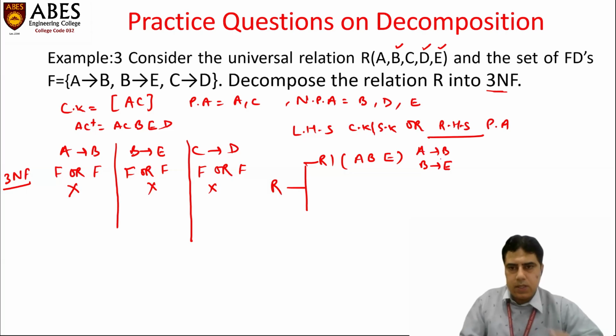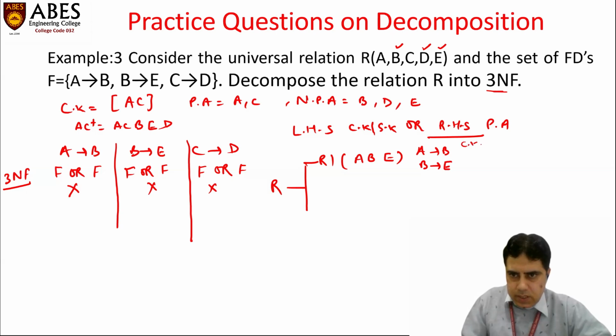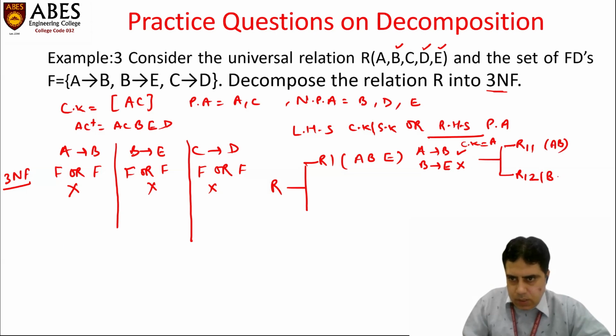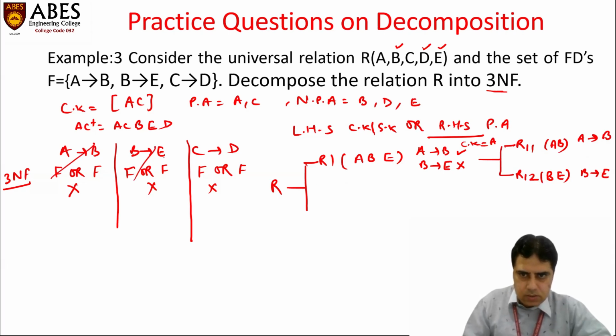Here we can see that there is a transitive dependency: A determines B and B determines E. We check the candidate key, which is A. This is not in 3NF, so we will further decompose this relation into R11 and R12, AB and BE. The functional dependencies are A determines B and B determines E.